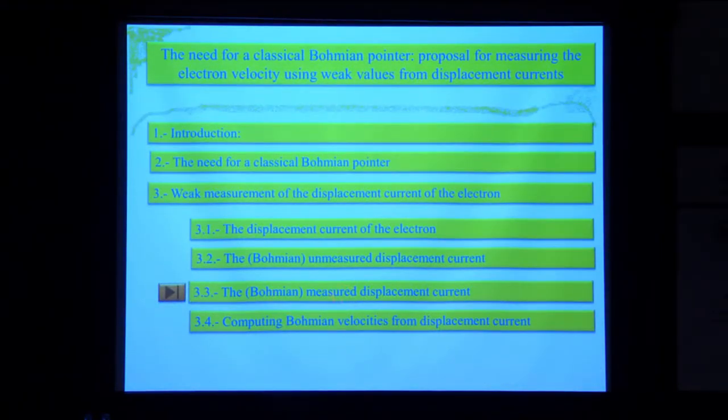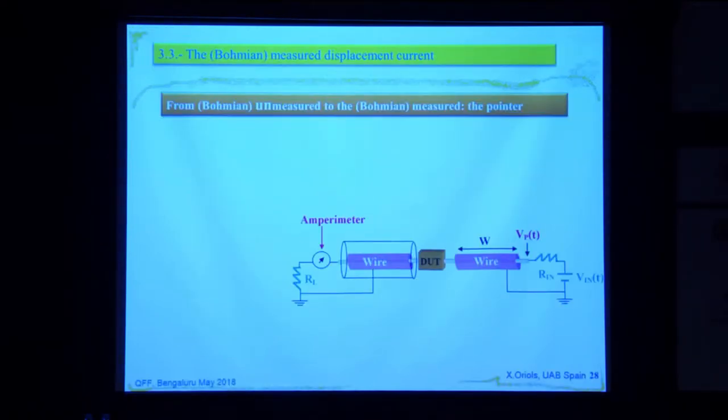Let us discuss Bohmian measure of displacement current with a pointer, yeah? With the pointer, what does that mean? It means that, okay, let us include much more of the system, something that we can call the pointer, until we have some classical behavior. After we have some classical behavior, we know that everything will be a bit easier.